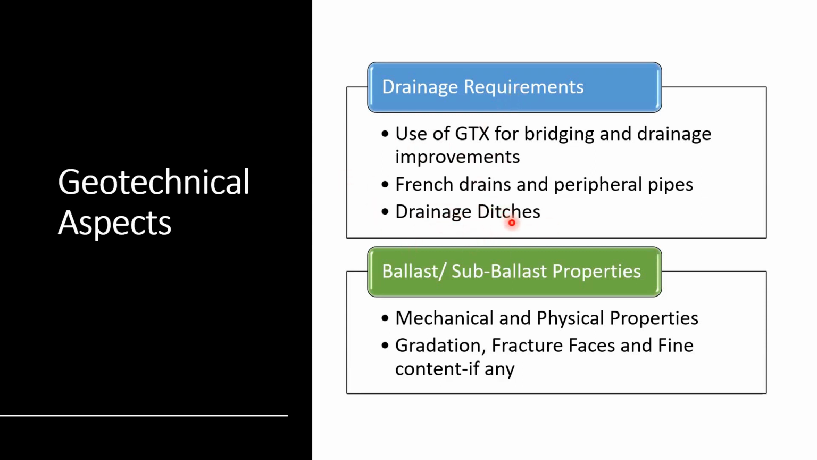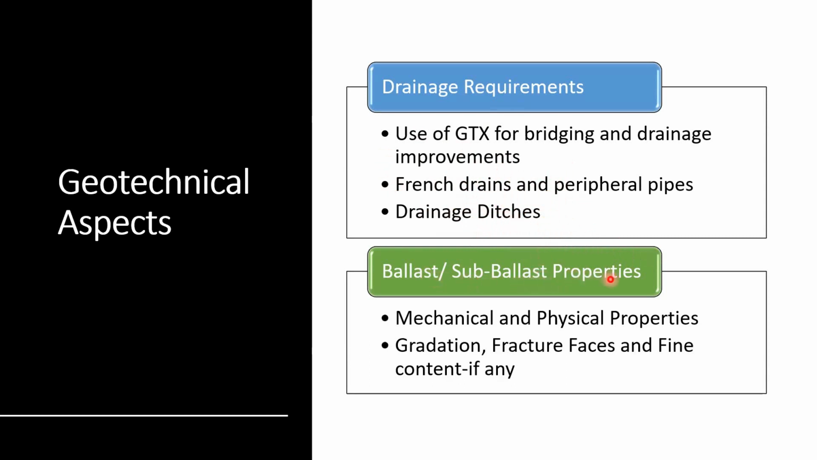The last thing you want, or the least favorable scenario, would be water ponding along your rail track or rail alignment, from an operational point of view and also from a structural geotechnical stability point of view. So you want to make sure that you have very good to excellent drainage conditions all over your alignment.